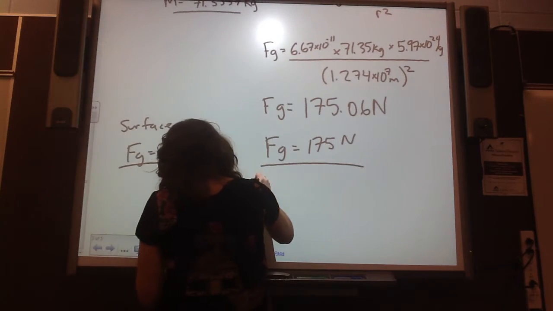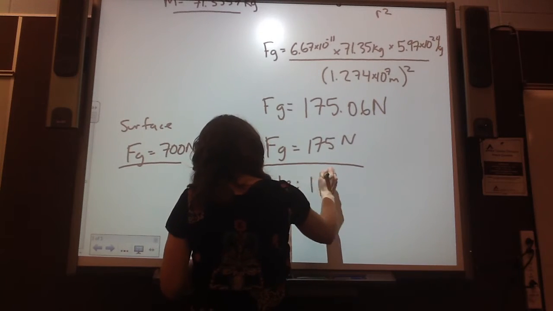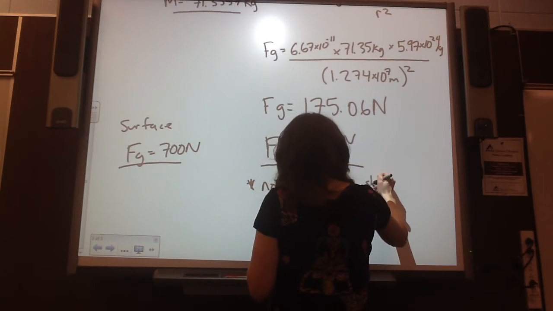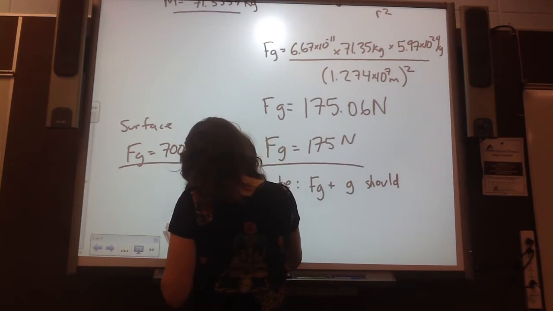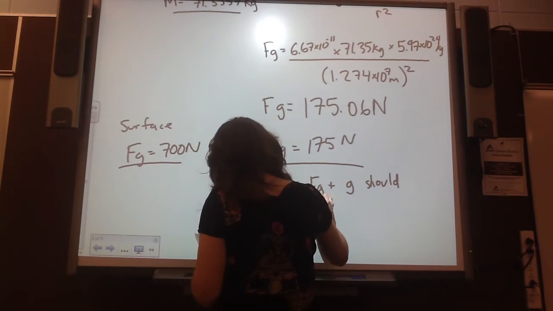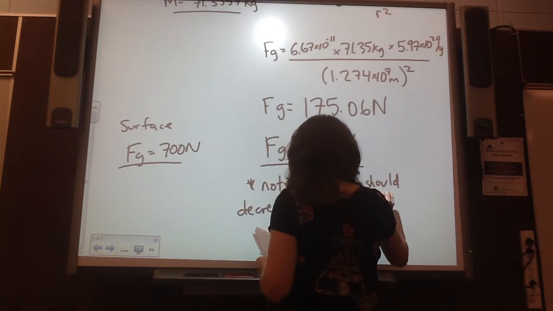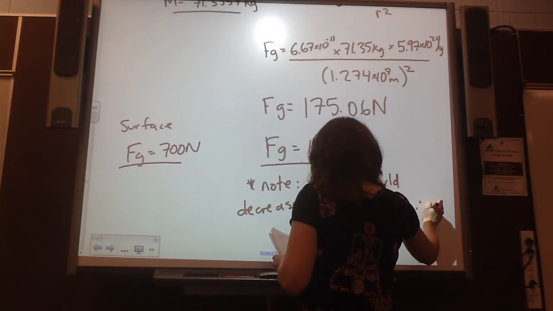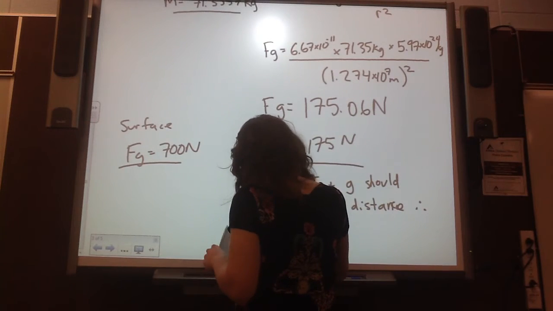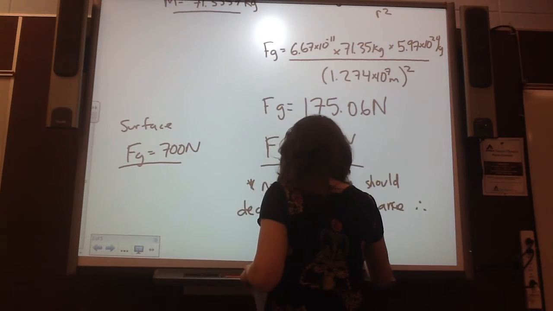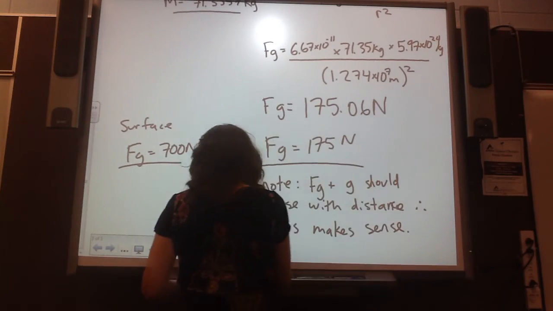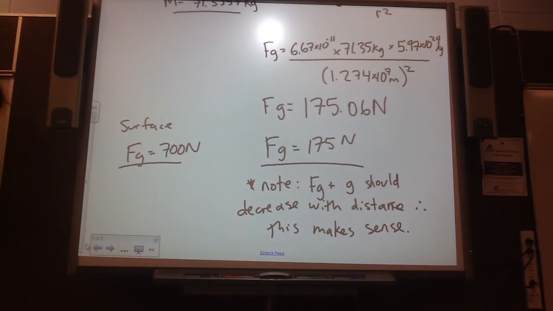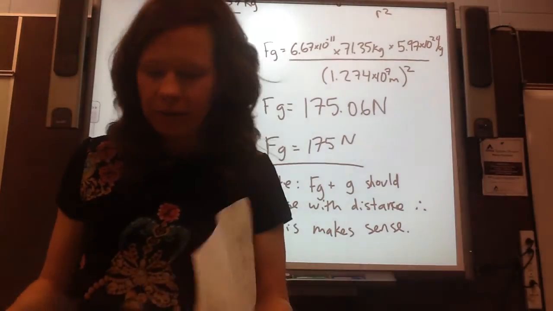Okay, so note: Fg and g should decrease with distance. Therefore, this makes sense. Right? If I got a way bigger number than what I started with, that should be kind of a warning sign to be like, I probably did something wrong. Right? So you can just stop and think about it logically to see if it even makes sense to you.